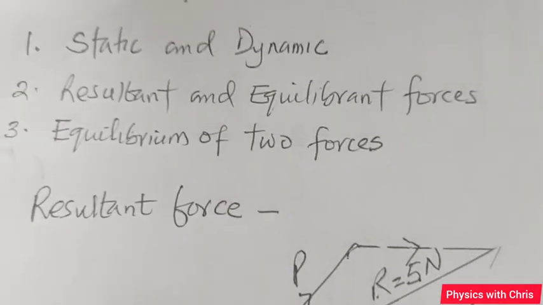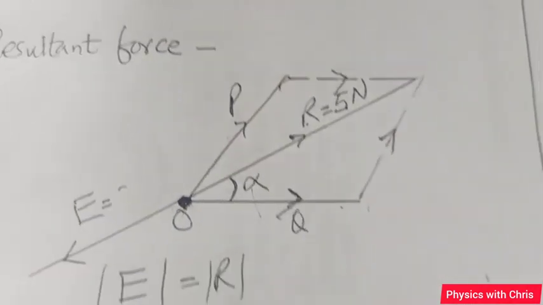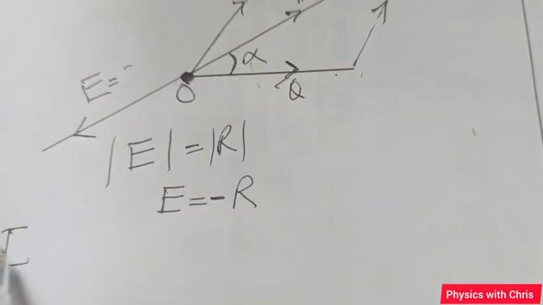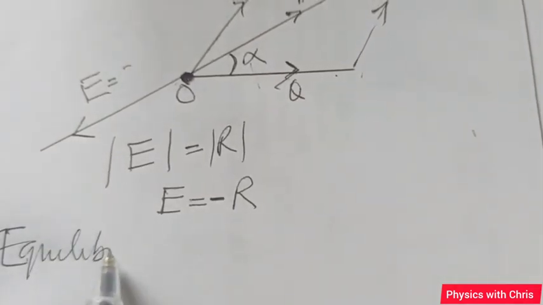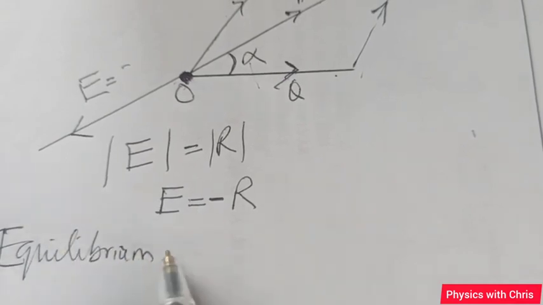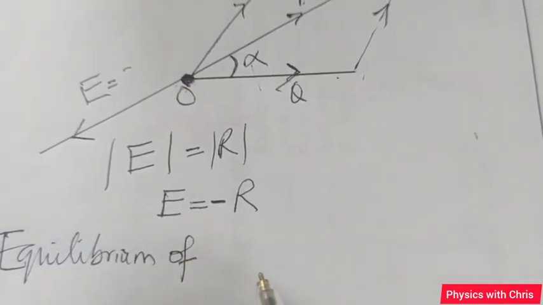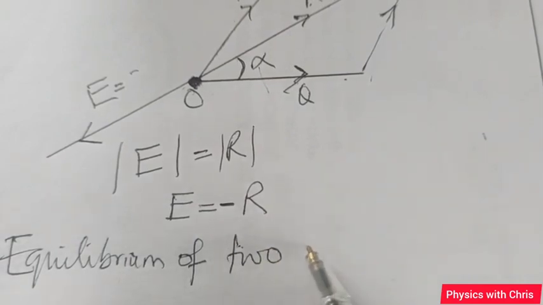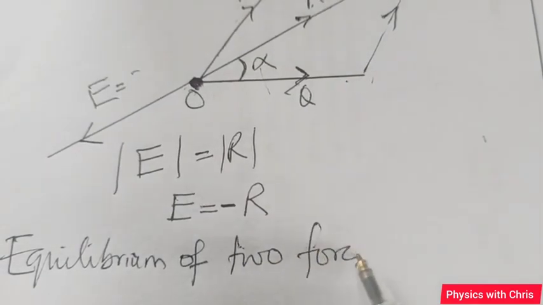All right, so quickly let's look at the equilibrium of two forces. When two forces are said to be in equilibrium, it means that number one, the two forces must be equal in magnitude. That's number one. And then number two, they must act in opposite direction. Equilibrium of two forces. Okay.